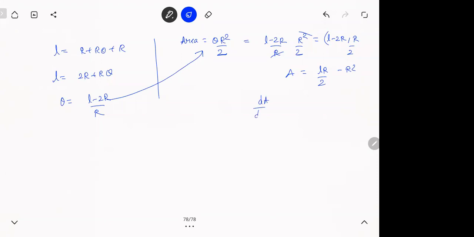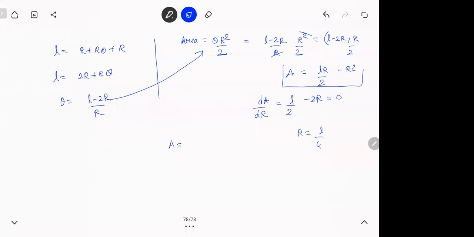What is the variable here? R. So dA by dr will be L by 2 minus 2r. This is equal to 0. L is constant here. So we get r is L by 4. Meaning when the radius is 1/4 of the length, you get maximum area. That is the meaning.